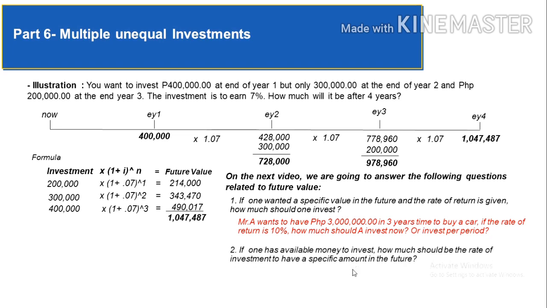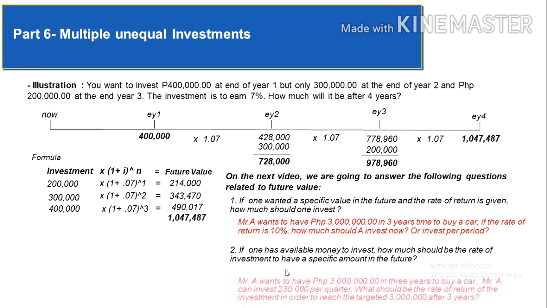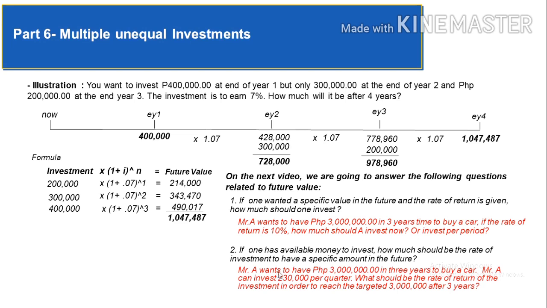What's missing is the investment or investment per period amount. The second question is, if one has available money to invest, how much should be the rate of investment to have a specific amount in the future? For example, Mr. A wants to have 3 million in 3 years to buy a car. Mr. A can invest 230,000 per quarter. What should be the rate of return of investment in order to reach the targeted 3 million after 3 years? So in the second question, the rate is the one missing. The investment amount is present as well as the desired future value. To get the missing rate, we need to discuss interpolation in the next video.